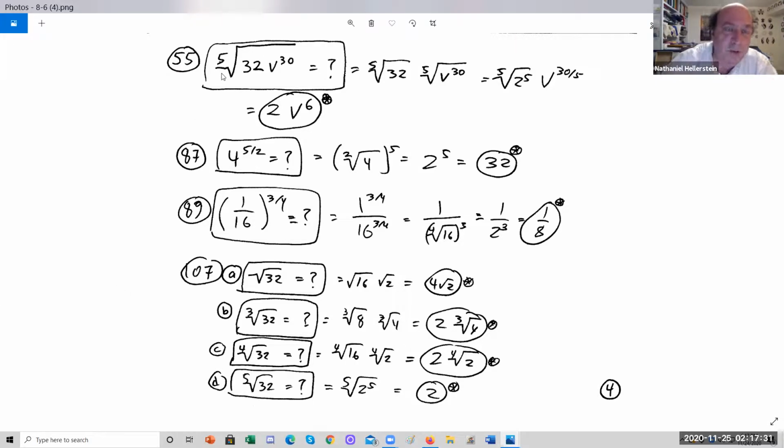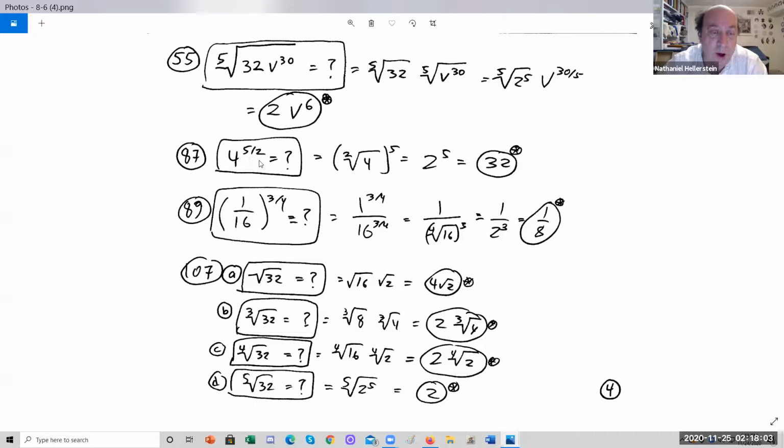Here we have the 5th root of 32v to the 30th. So the 5th root of 32 times the 5th root of v to the 30th. 32 is 2 to the 5th power. Here's a little 2, 4, 8, 16, 32, 2 to the 5th power. Anyhow, so the 5th root of 2 to the 5th is 2. Here's v to the 30 over 5, which is v to the 6th. So 2v to the 6th.